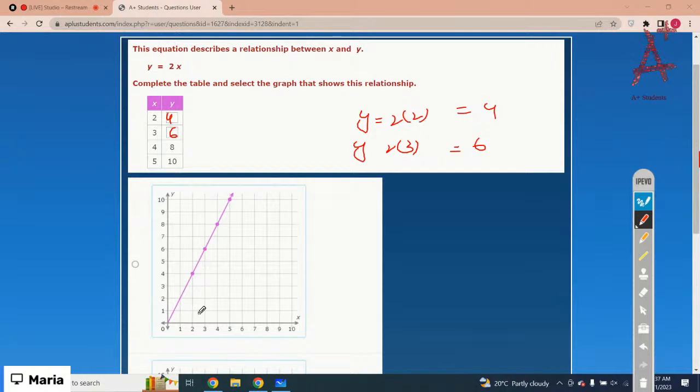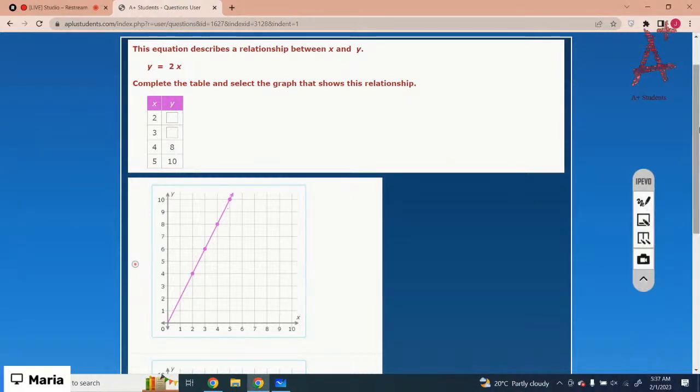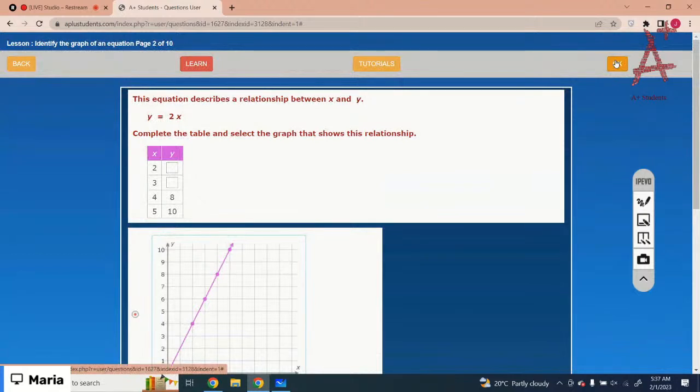Okay, let's just see. Here you have x is 2, y is 4. Just match the values. When x is 3, here you have 3 and y is 6. When x is 4, here you have 4 and y is 8. When x is 5, the y value is 10. That means option number 1 is the correct option. Got it? Just match the points on the graph. So the first graph is the correct one. Just select the correct option, then click on the OK button.